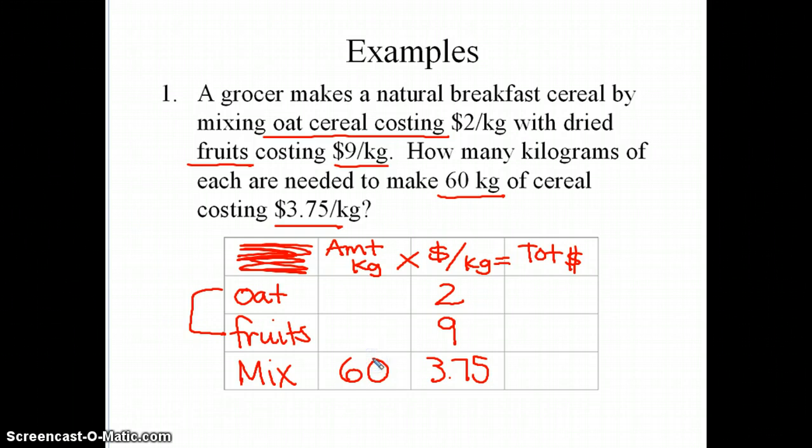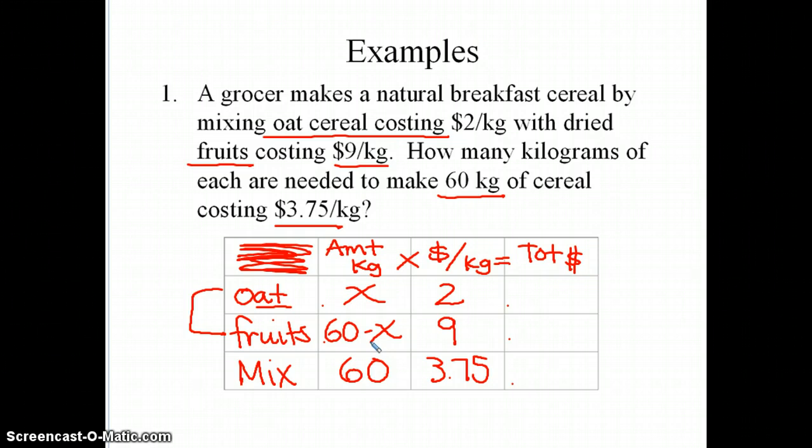Now you'll notice just by reading the problem we were able to fill in 4 of the boxes. We have 2 boxes here that I still need to come up with a value for, and then we'll be able to calculate the last 3 boxes. So when I look at my oats and my fruit, I have to have a total mixture of 60. I do not know how many oats I'm going to use, so I'm going to call that x. I do know that I need 60 total kilograms. And if part of that is oats, I would have to take 60 and subtract however many oats I'm using to come up with my fruits.